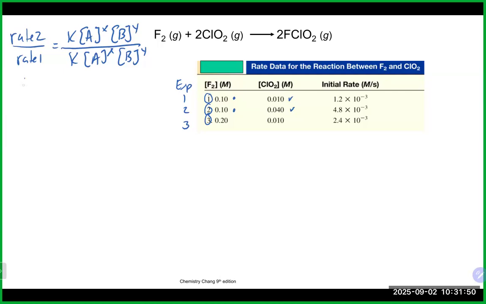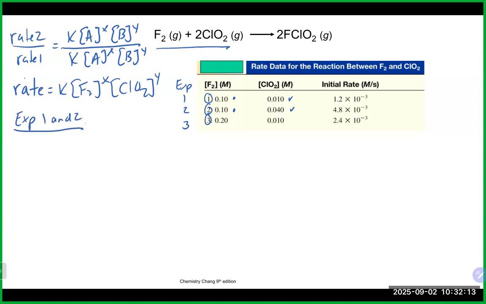I'm just going to write what I like to call the generic rate law for this reaction, which is the rate is equal to K times F2 to the X and ClO2 to the Y. Once again, it is only reactants involved in the rate law, nothing to do with the products. So if I take experiment 1 and 2 in this case, I'm going to put it into this formula.